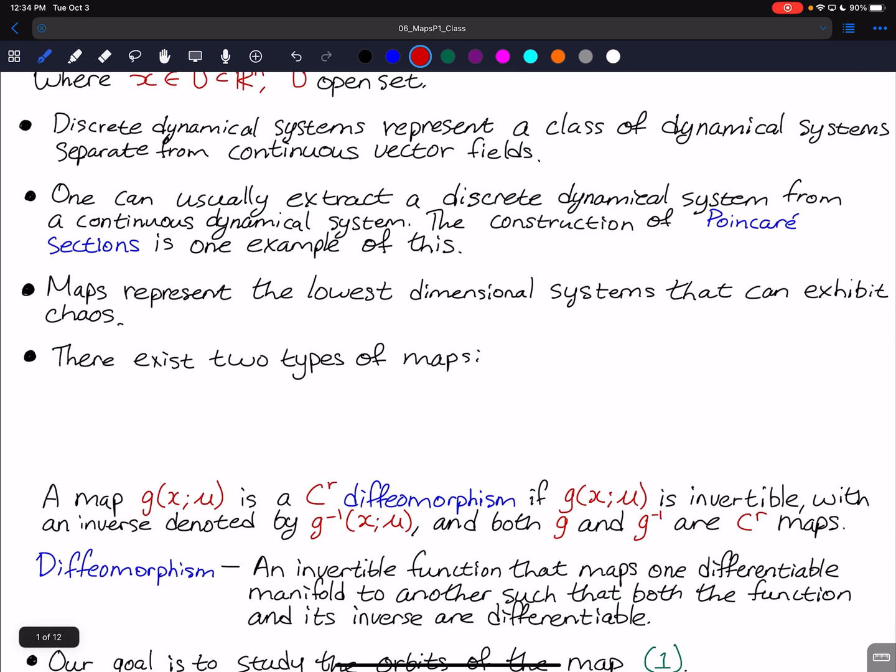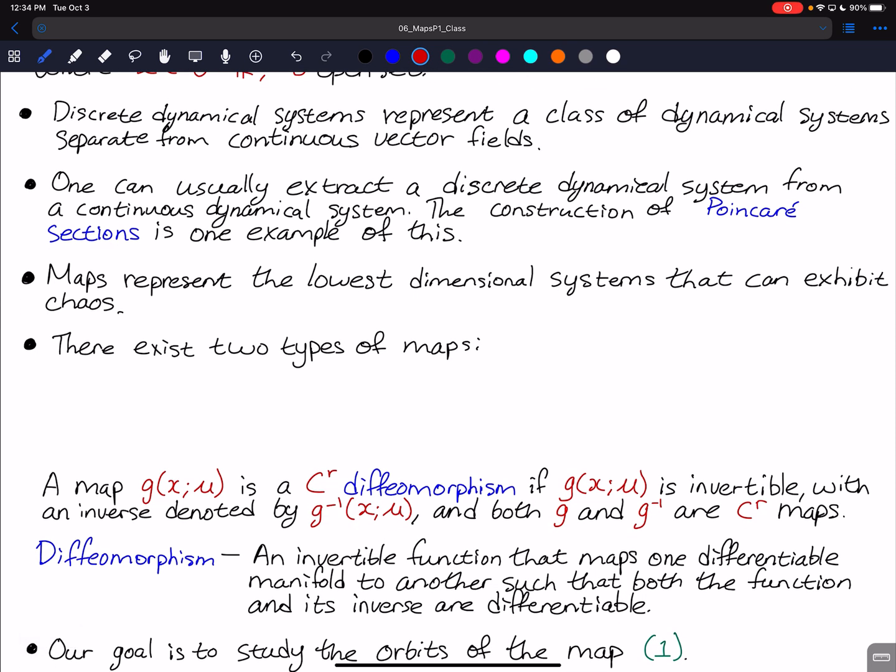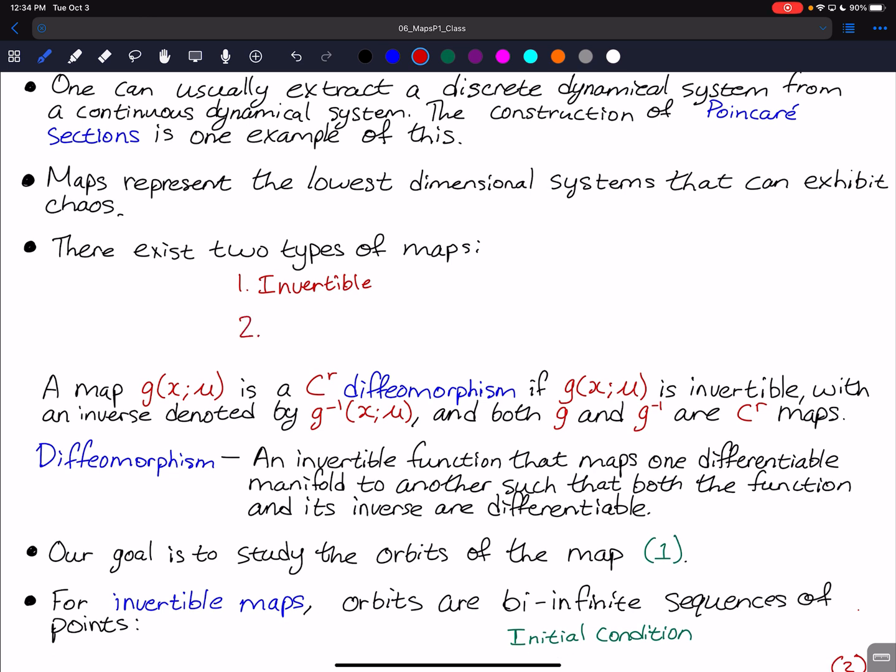There are two types of maps that can exist. The first are those that are invertible. And then the second are simply those that are non-invertible. Invertible meaning you can take the inverse of the mapping, and then you could, in theory, if you wanted, go backwards in time. Non-invertible meaning you can only go forwards in time. You can't take an inverse.